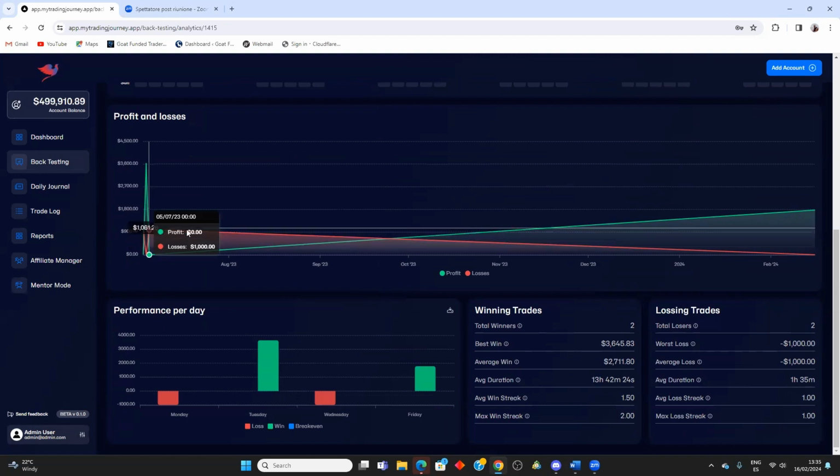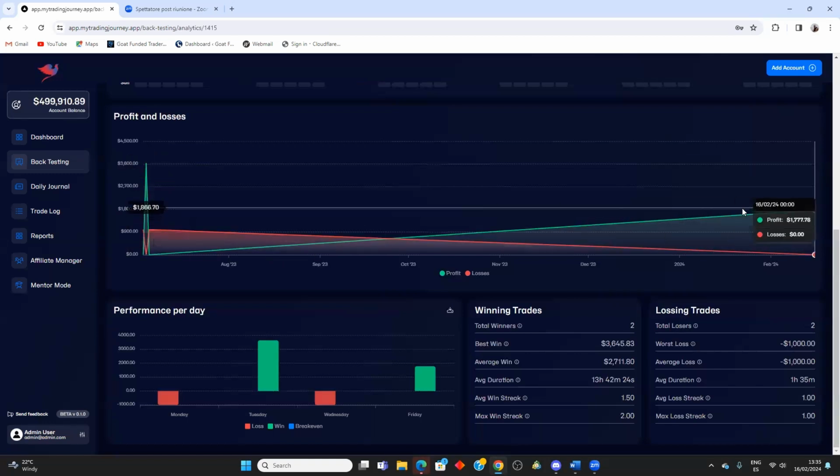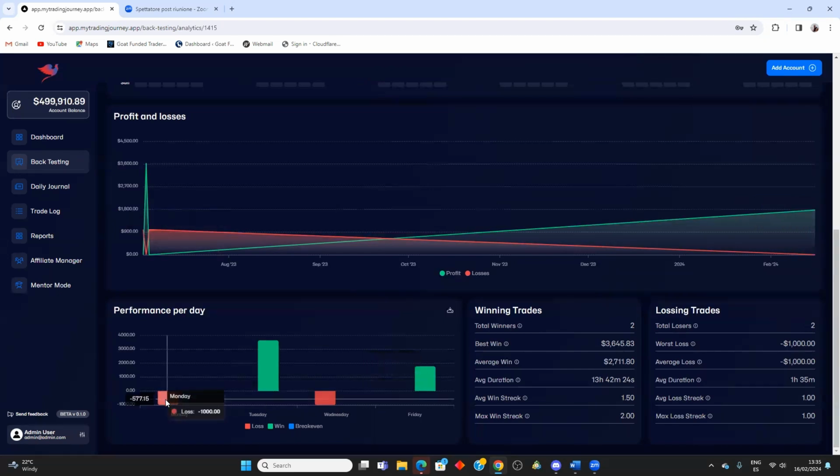Here we can see the 2 losses, minus 1,000 2 times, and the wins here we had a plus 3,000, then we went back down, and then again plus 1.7. Here we can see on Monday, minus 1,000. Here on Tuesday, we have a win. On Wednesday, we have a loss again. And on Friday, we have a win. Here we see some more statistics, but the most interesting part here is performance by day.